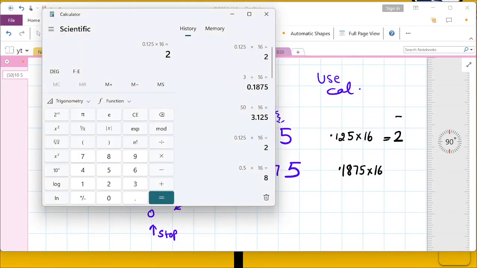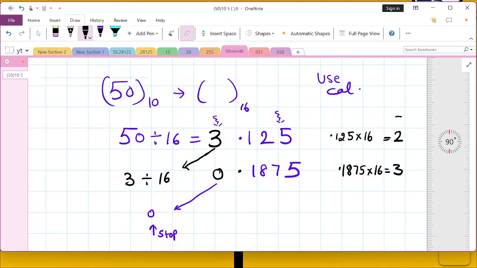Now 0.1875, and that is to be multiplied again by 16. You get the answer 3. So what I did, this fractional part will be multiplied by 16 to obtain this remainder. So this will now form your remainder. Had it been 11 or 13, then I would have converted it into its hexadecimal equivalent, but the hexa equivalent of 2 is 2, hexa equivalent of 3 is 3. Now read these remainders again from bottom to top and see what answer you get. 32 in hexa.